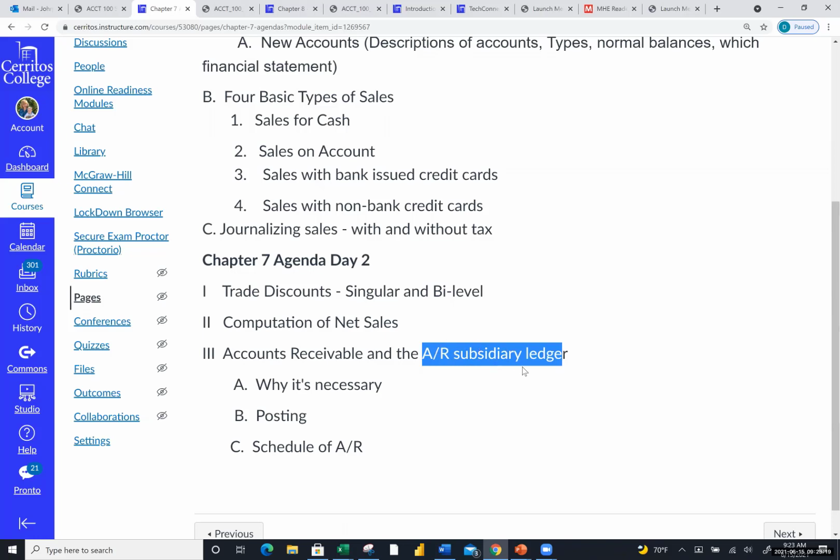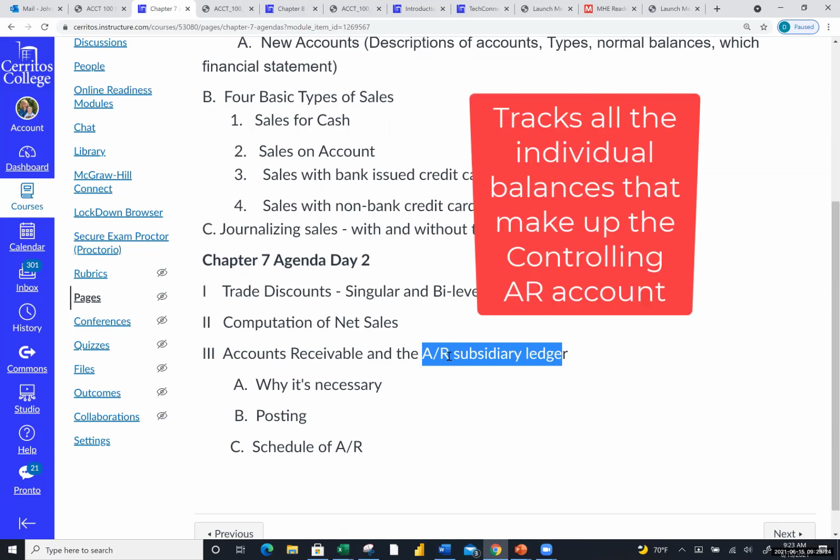And what this is going to do is track individual balances within our whole accounts receivable. So we're going to talk about why it's necessary, how to do the posting, and this new thing called the Schedule of Accounts Receivable. That's going to be our goal for today. I think the book does a pretty good job on this topic, and I don't often say that.